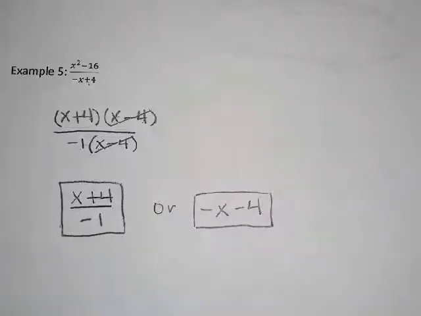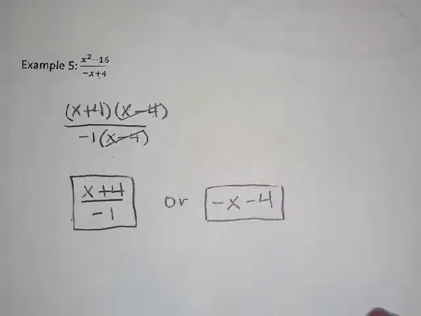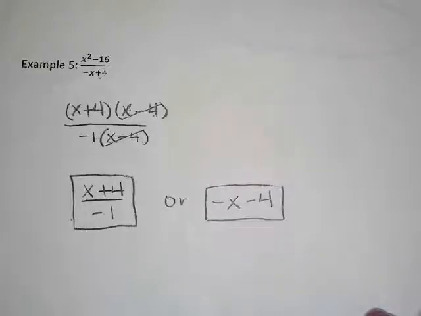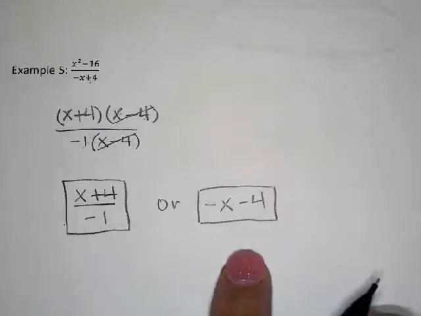Now, if you write the first answer on your paper, I would give you full credit. That's right. But the second answer is the one that would be the multiple choice answer, if you had a multiple choice test. Does that make sense? Okay. All right, let's try example 6.